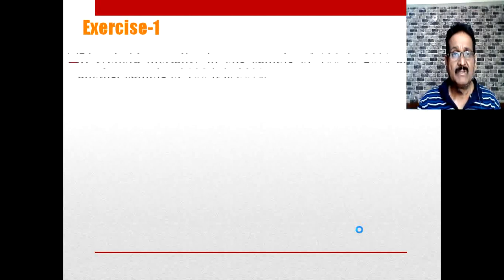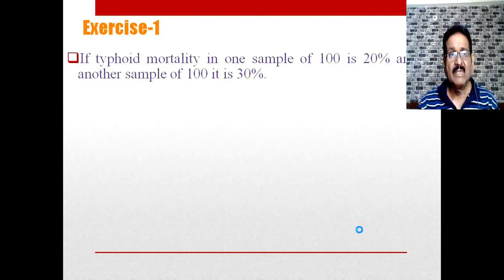We solve one exercise so that you can feel comfortable when there is a question in the examination. Write down: if typhoid mortality in one sample of 100 is 20% and in another sample of 100 it is 30%.